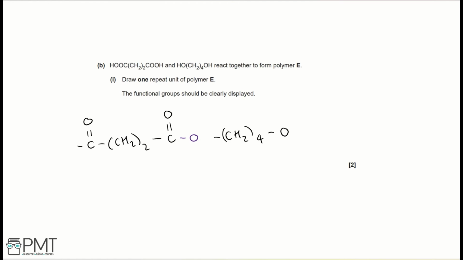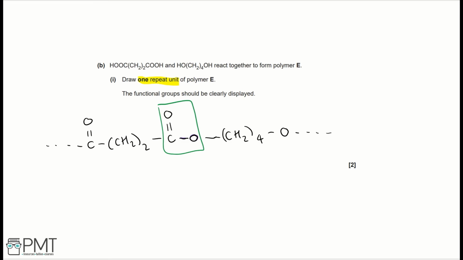So we have this ester bond in the middle, and it's all connected, and we've got a repeating chain, which is shown by these dotted lines. So we're only asked to show one repeat unit, and our repeat unit is going to have this ester bond in. If we were asked to draw 2, it would have 2 ester bonds in. And we've clearly shown our functional groups. So this is polymer E. It's an ester polymer, and it's a condensation polymerization, which means you would form water, but we're not asked to write an equation, so we don't need to worry about water at the moment.